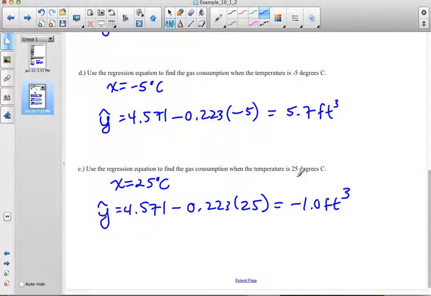And extrapolation is kind of dangerous sometimes because you don't really know that your linear model actually is still accurate. So your regression equation may not be accurate anymore way far away from the original data, which is why extrapolation is not a good idea. In reality, if you think about this, 25 degrees Celsius is a fairly warm day, and so you wouldn't be using any gas to heat your house. So that's a regression analysis.